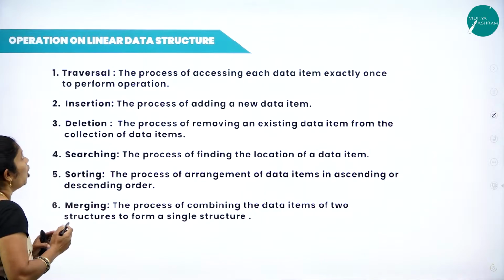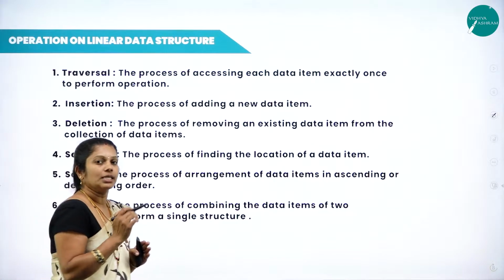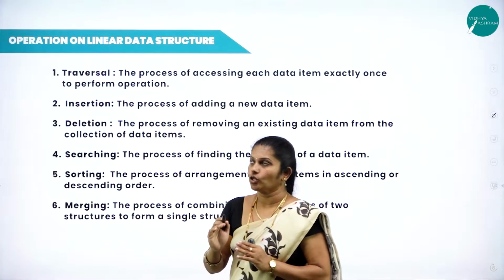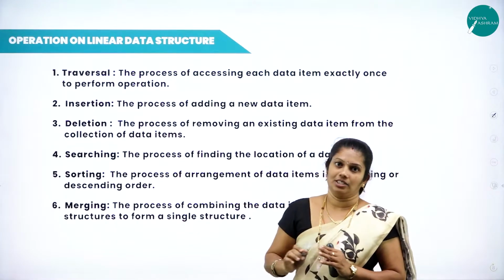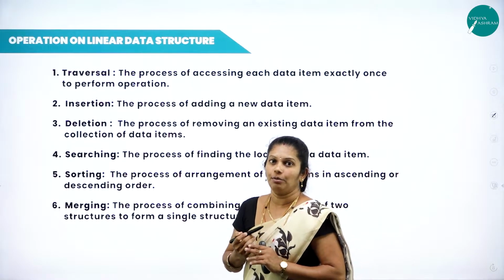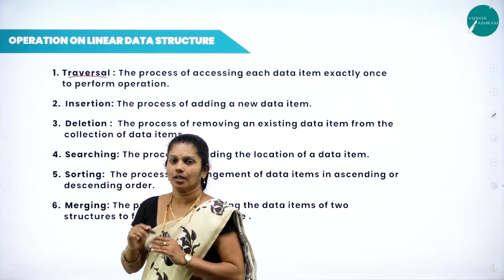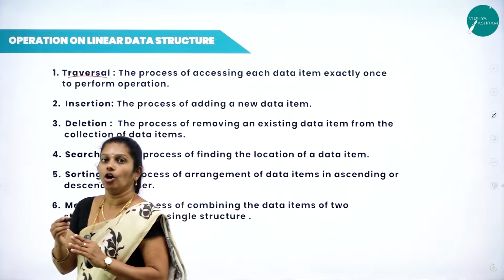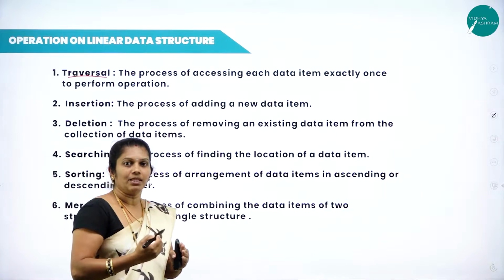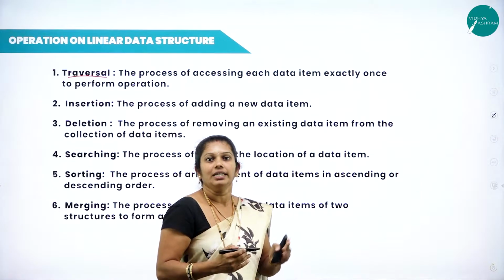Next, operations on linear data structures are very, very important because in the exam, you may get the question, write the operations of linear data structure. It's a 5 marks question. Then, what are the major operations we can perform? The first operation is traversal. What do you mean by traversal or traversing? Visiting each element from the beginning one by one till the end without any deviation is called traversing.